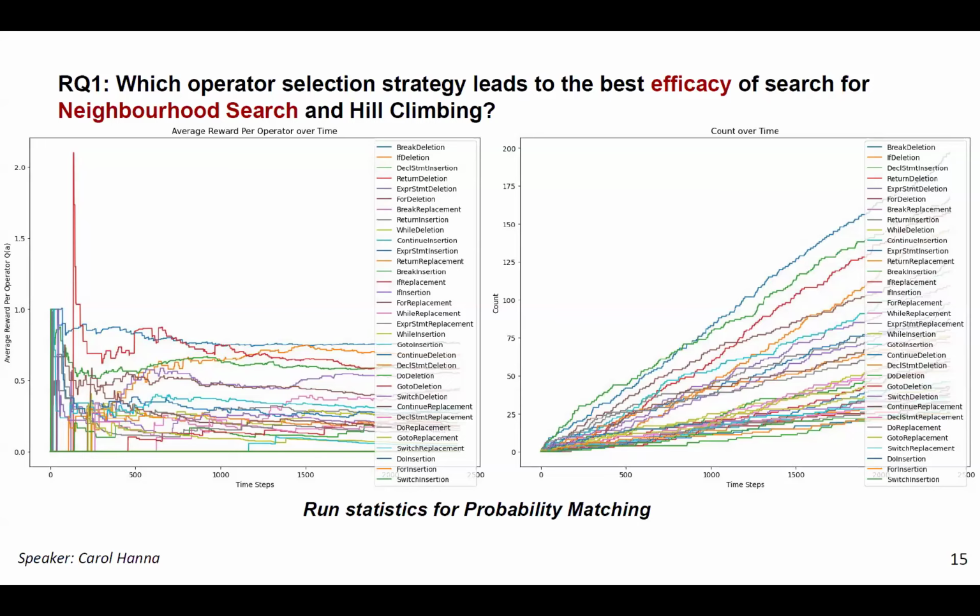And that means that even if they're performing very, very badly, I think the worst one is switch insertion, it's still getting selected. We can see that there's no flat green line at the bottom. And so it gives a chance to the worst performing operators in hopes of maybe being better down the line. And that's why we see the count be a little bit more fair to the other operators.